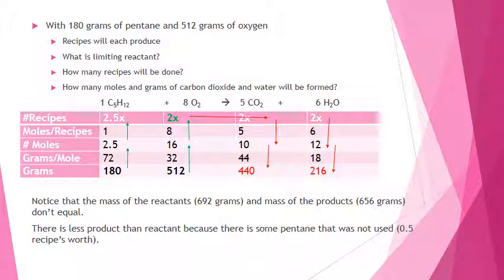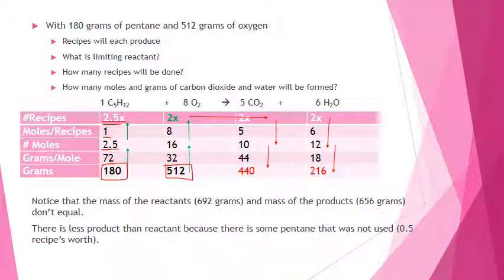All right. The last problem here. You're starting out with 180 grams of pentane and 512 grams of oxygen. First of all, you have to figure out how many recipes you can do for each. So you need to figure out recipes of pentane. Each mole is 72. So you divide 180 into groups of 72, you get 2.5 moles. Every recipe needs 1, so you can do it 2.5 times. So with the pentane you can do the reaction 2.5 times.